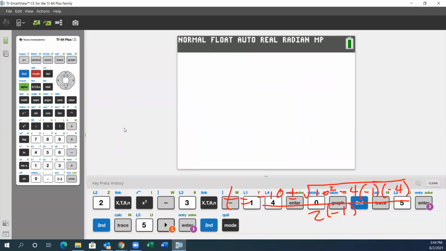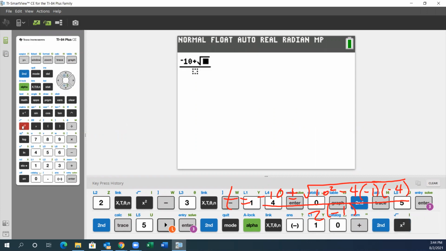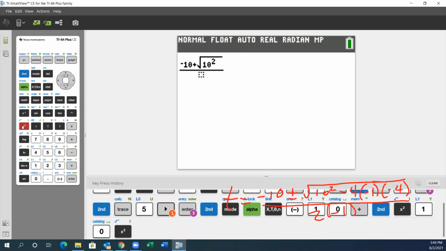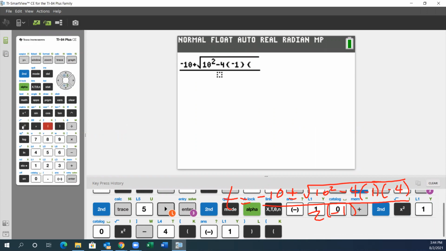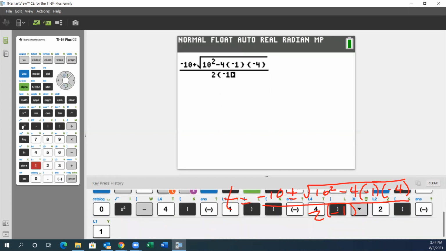And this is just one way of doing it. I'm going to make a fraction worthy of Mordor. Then I want the square root of 10 squared minus 4 times negative 1 times negative 4, all over 2 times 1. Okay, I think I typed it correctly.